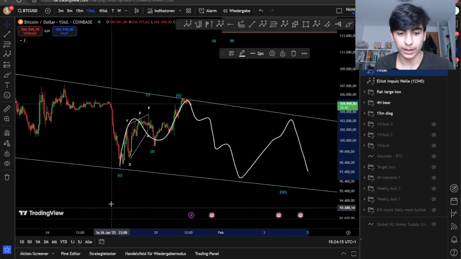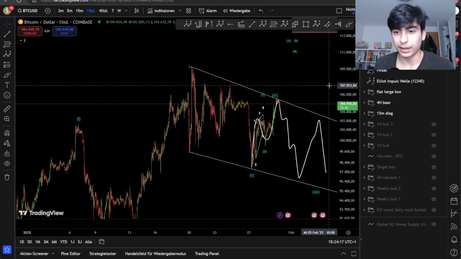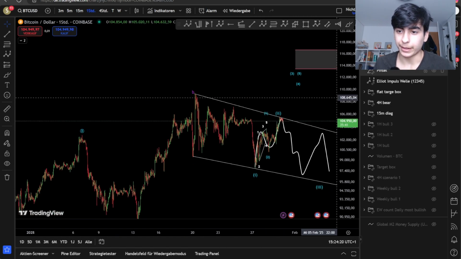So that's it for Bitcoin today. Remember, probabilities are higher to take out all-time highs. And with that in mind, trade safe, and bye-bye.